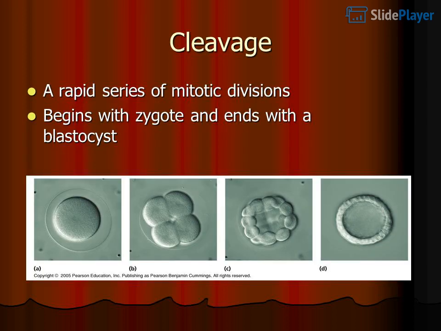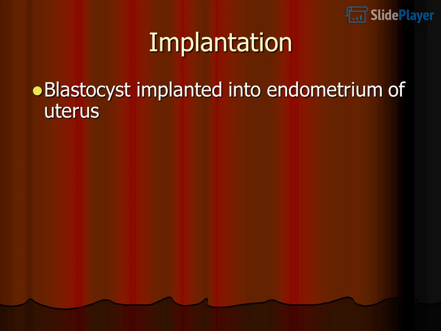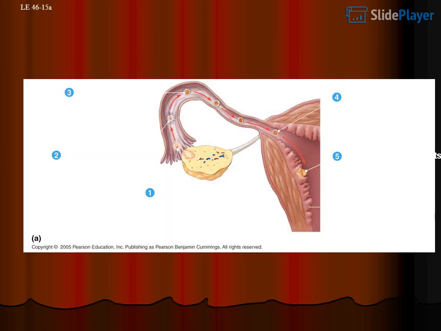Cleavage, a rapid series of mitotic divisions, begins with the zygote and ends with a blastocyst. Implantation: the blastocyst is implanted into the endometrium of the uterus. The blastocyst implants. Cleavage starts. Cleavage continues. Ovary. Fertilization occurs. The blastocyst implants. Uterus. Ovulation. Endometrium. From ovulation to implantation.